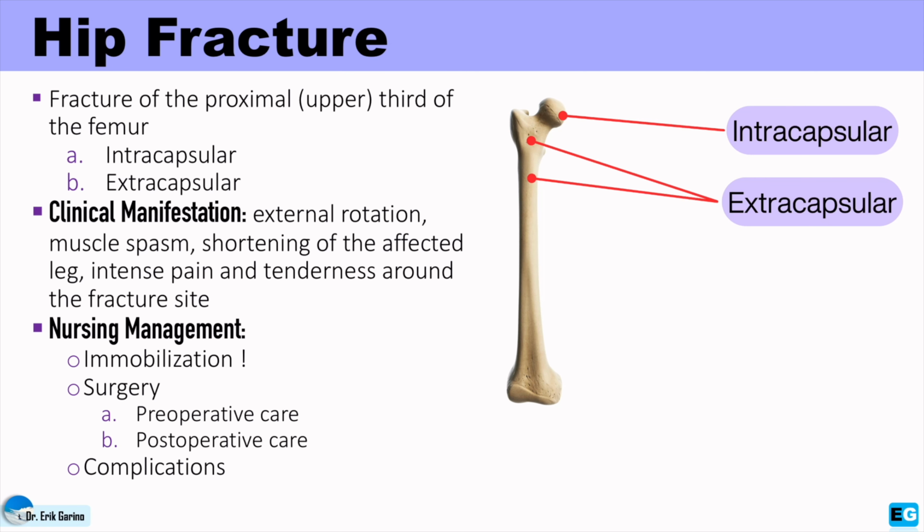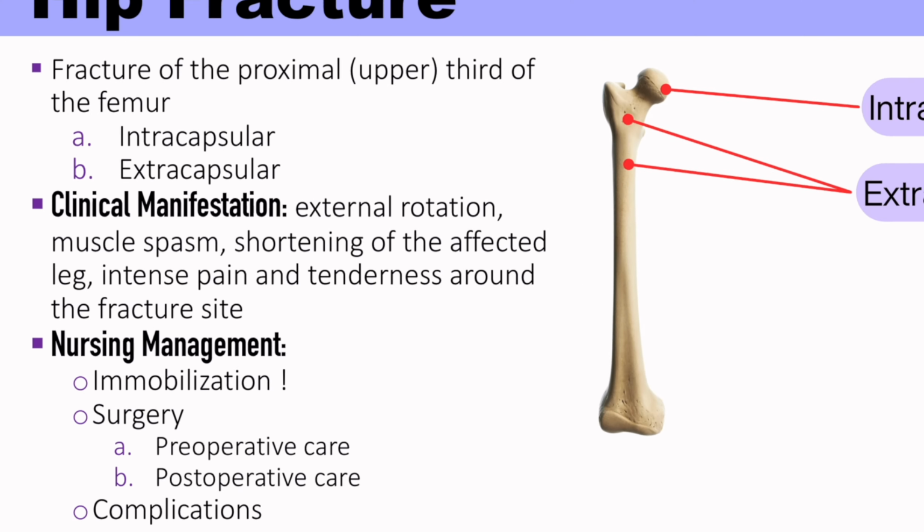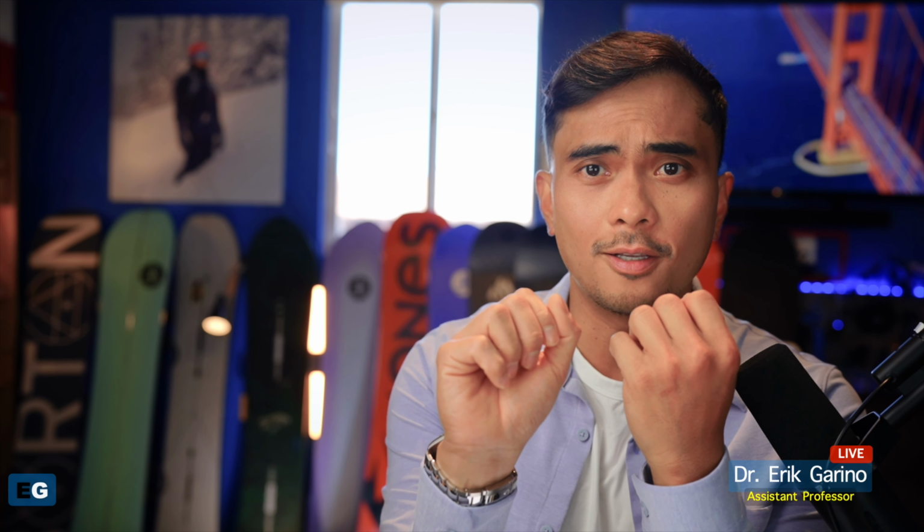Now, what are the clinical manifestations if you suspect a hip fracture? You should see external rotation, muscle spasm, shortening of the affected leg, severe pain, and tenderness around the fracture site. External rotation in hip fracture means that the leg turns outward from the body's center line.